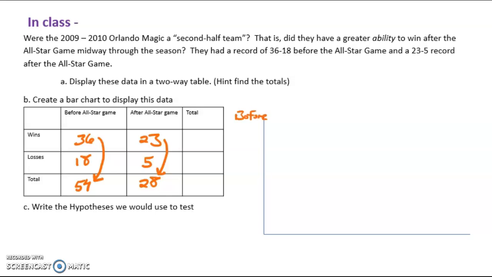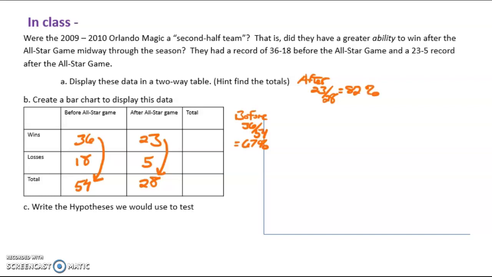Need a little room to write. So before, it'd be 36 out of 54, which is going to be a grand total of 36 divided by 54. So that's a 67% chance of winning. And let me go up here. After the All-Star break, they were 23 out of 28, which is going to be 82% winning percentage.